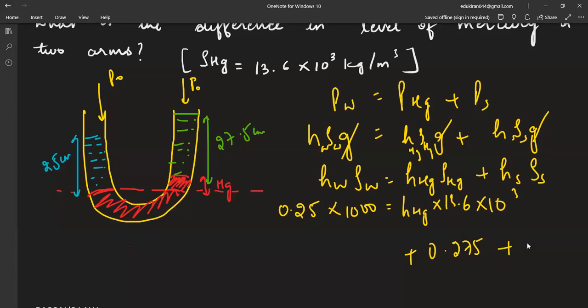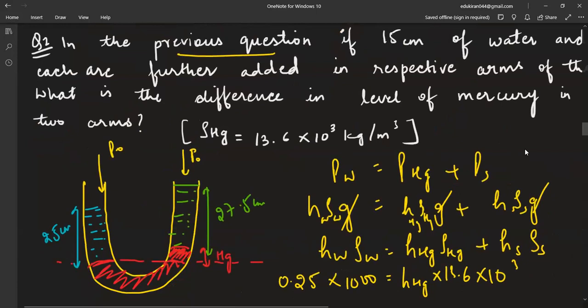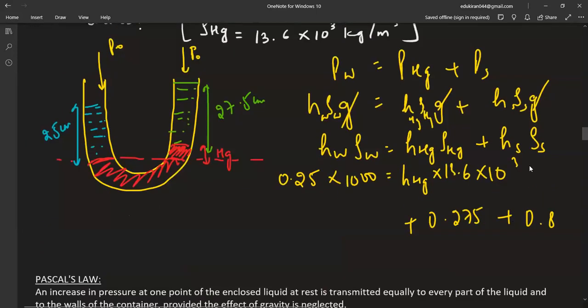0.275, plus density we have already calculated in the previous question. It's 0.8. Usually the density is mentioned since this is a linked question. In the previous question, it has been specified. That's why we are using this data. Otherwise, you are not allowed to use any data of any question. We are using this specifically because this is giving you a hint to use it from the previous question. So from here, you have to find out this.